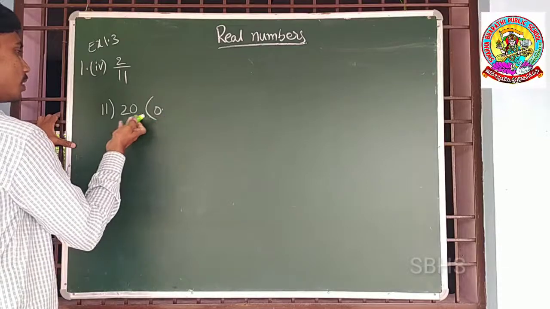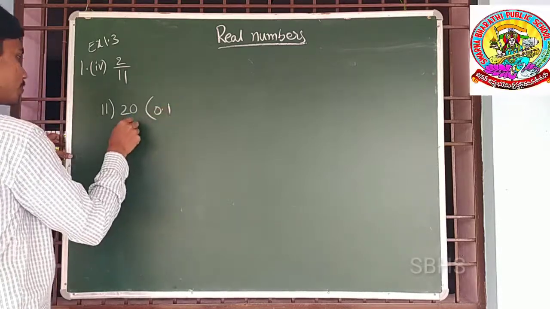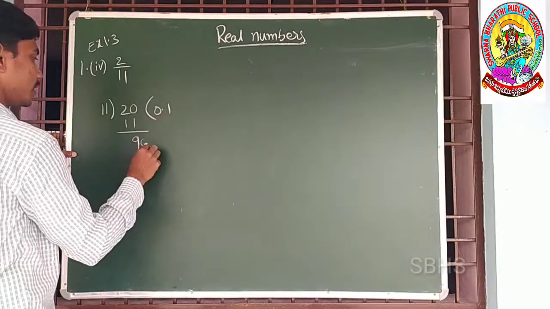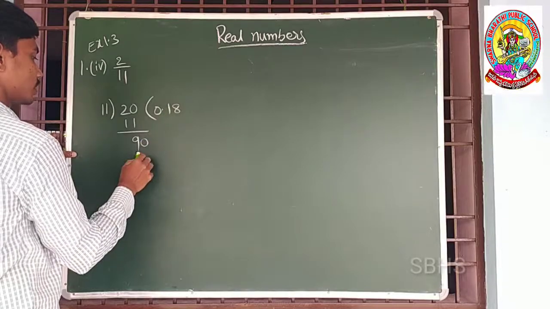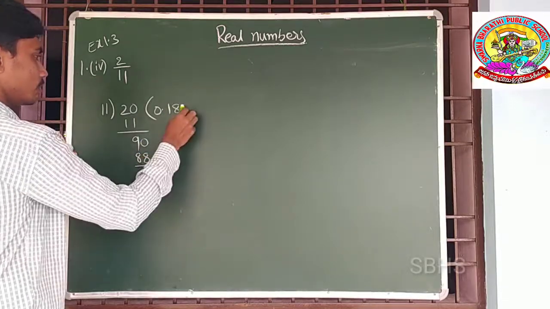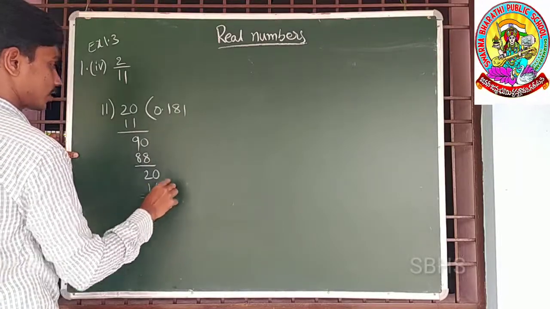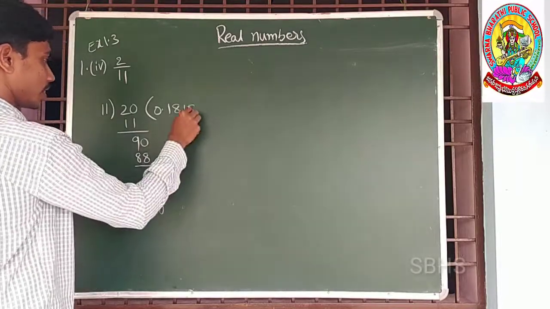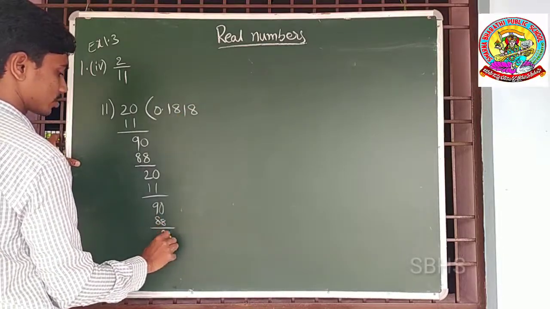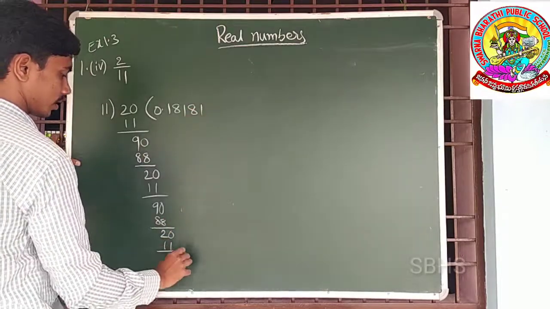How many times? If you take 1 time, it is 11; 2 times it is 22, which is more, so take 1 time. 1 11 is 11. Again it gives 9, so keep 0 here. 8 times 11 is 88. Again 2 here, keep 0. 1 time 11, and 20 minus 11 gives 9, keep 0 here. Again 8 times, so it gives 88. Again it gives 2 as a remainder, put 0. How many times? 1 time 11 and 9.